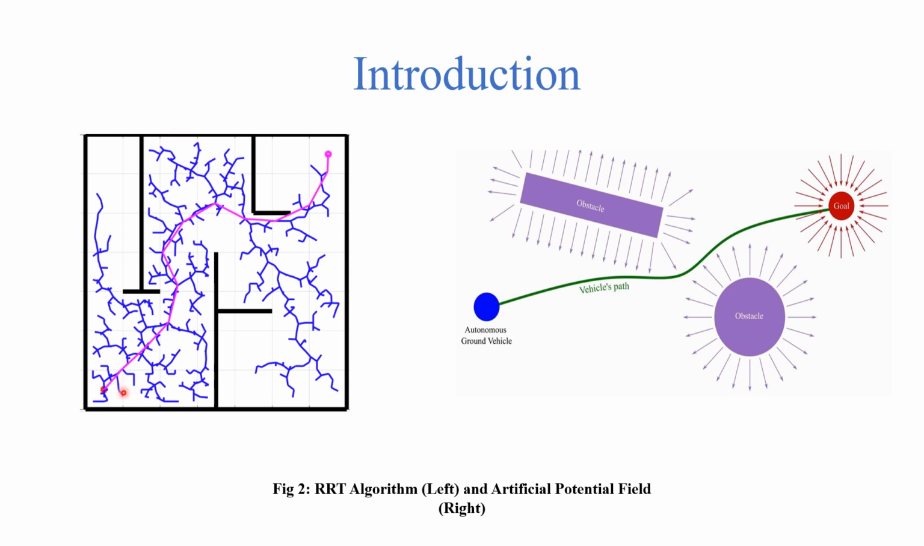On the left, you have the RRT algorithm. We have discussed this one in an earlier video. It's a sampling-based path planning algorithm. And on the right is another quite interesting path planning algorithm. It's called the artificial potential field.